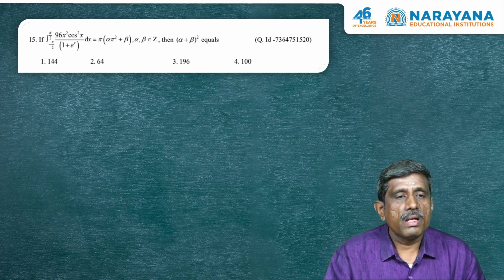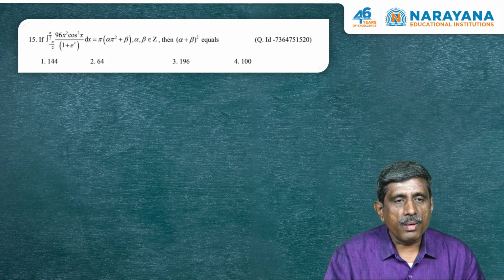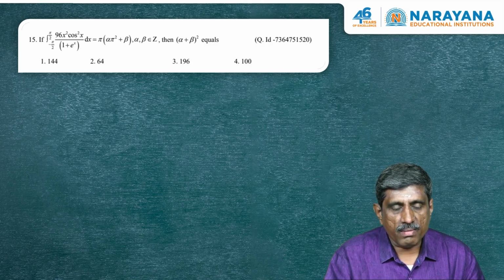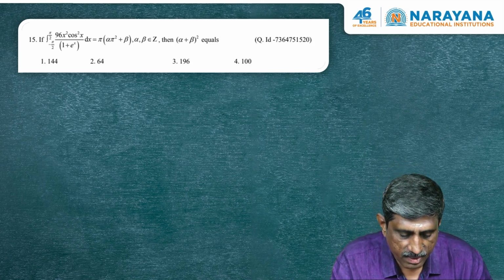If the integral from minus pi by 2 to pi by 2 of 96 x square into cos square x divided by 1 plus e power x dx is equal to pi times alpha pi square plus beta, where alpha and beta are integers, what is the value of alpha plus beta the whole square? We have to find the value of this expression.